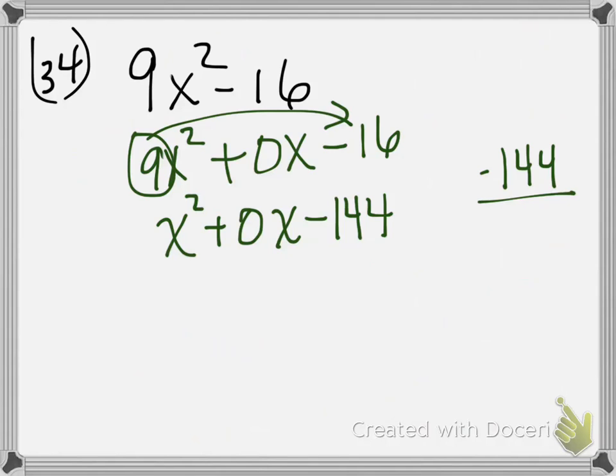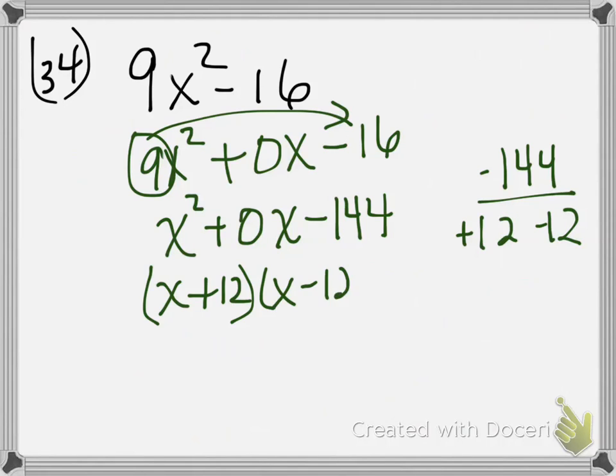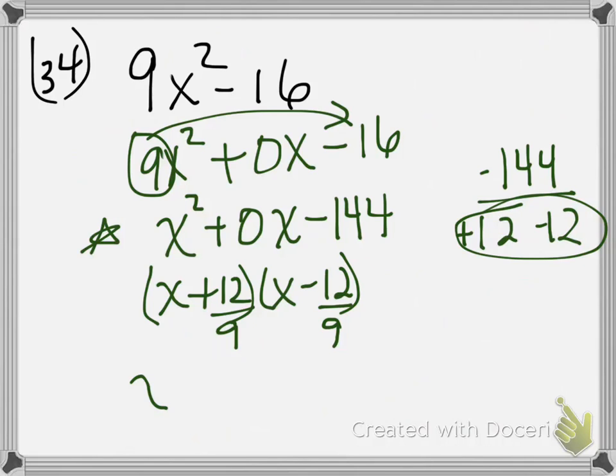Now I'm going to look for factors of 144, negative 144, that add up to 0. And I know that 144 is 12 times 12. So if I make one of them positive and one of them negative, then x plus 12 times x minus 12, these two will add up to 0, and they multiply to give me negative 144. So I have factored this section right here, but I have to divide by 9 because I multiplied by 9 in the beginning. Now this is actually going to simplify, so x plus 4/3 and x minus 4/3.